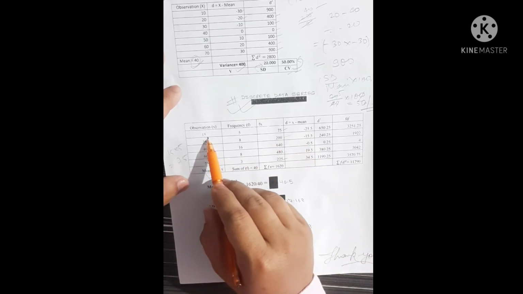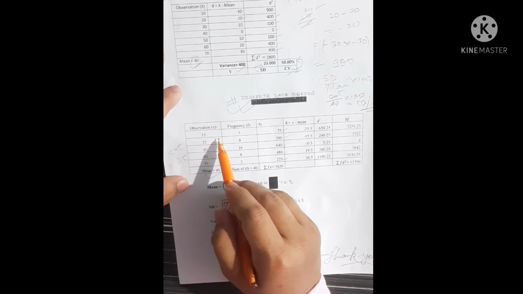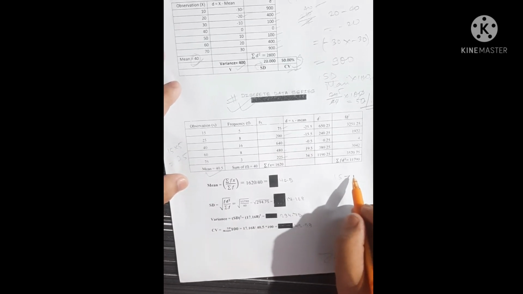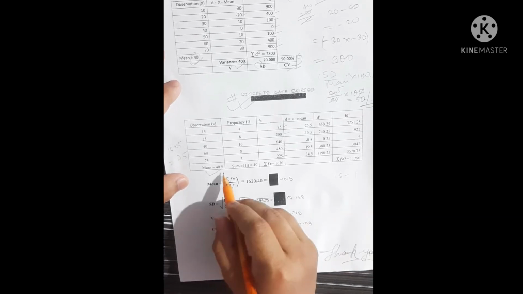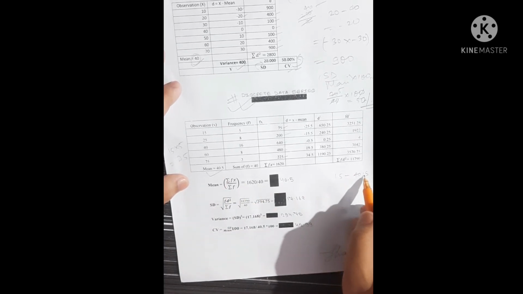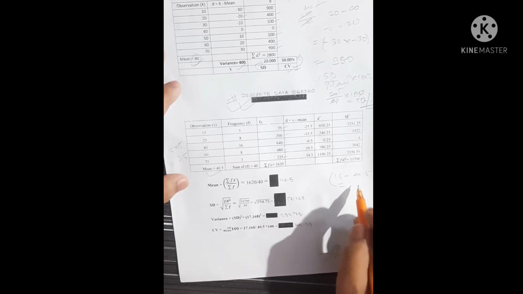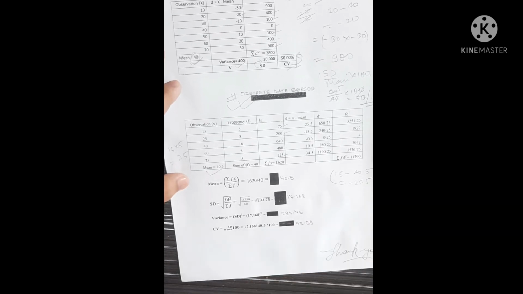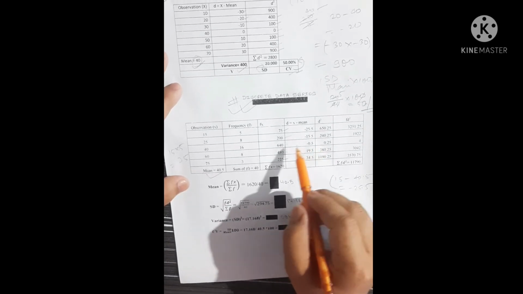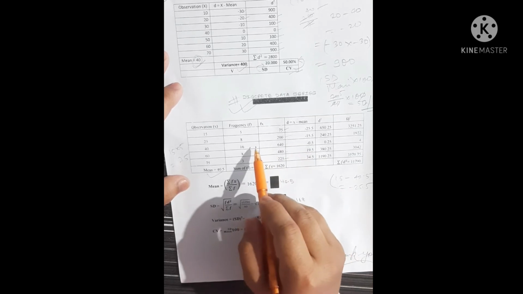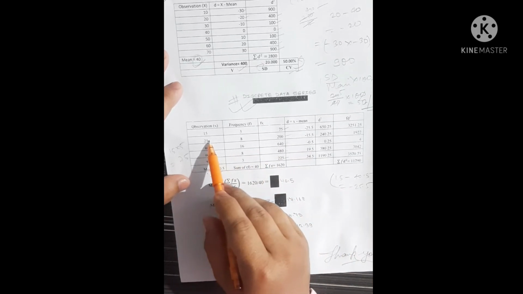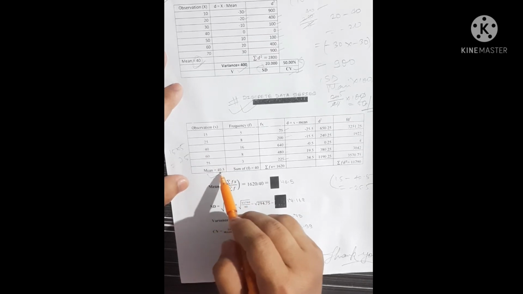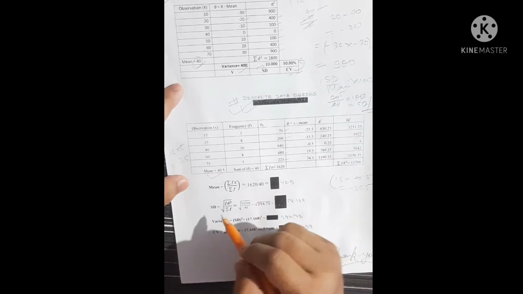So x is 15 and the mean is 40.5. So 15 minus 40.5, we got minus 25.5. In the same way we calculate the others: x is 25 minus 40.5, 40 minus 40.5, 60 minus 40.5, 75 minus 40.5. We got 34.5 for the last one.